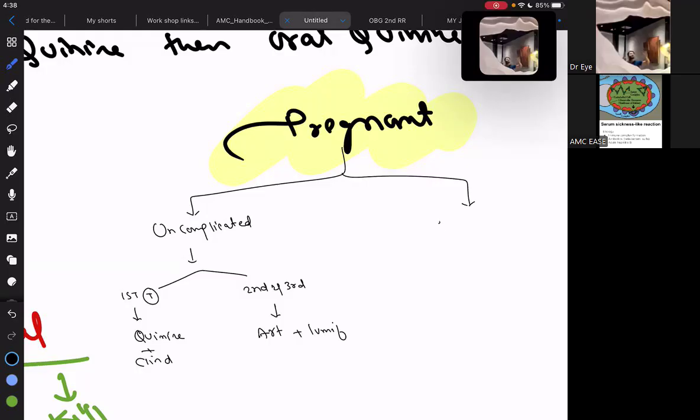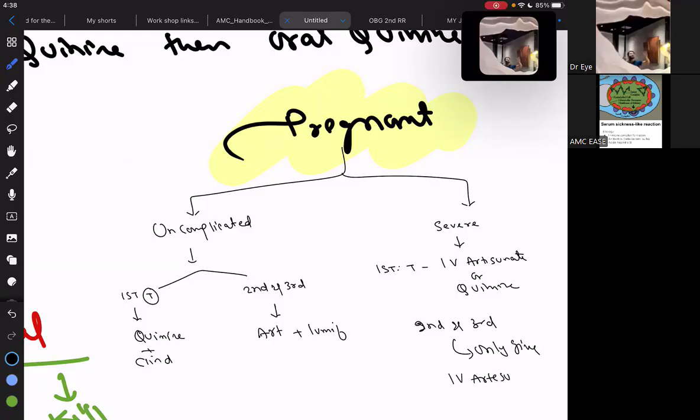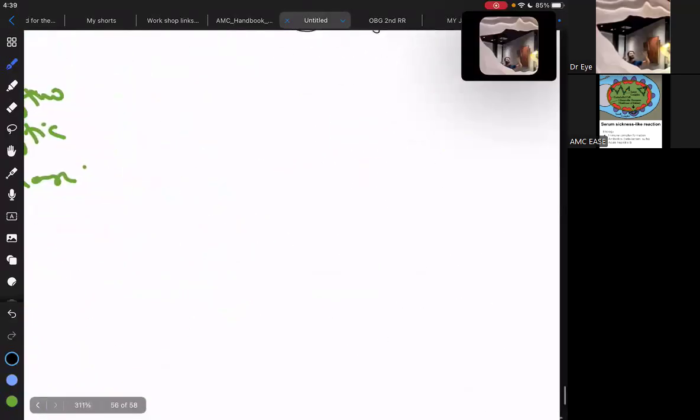But if it is severe or complicated, go for IV artesunate if it is first trimester, or you can also go for quinine. But if it is second and third, you can only give IV artesunate and not quinine. This is what you need to know about the management part of malaria.